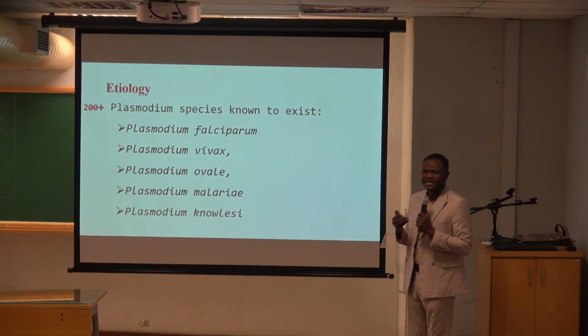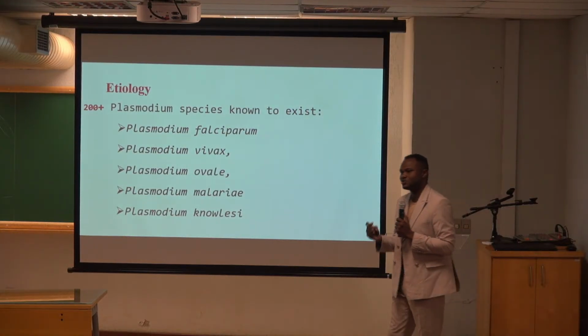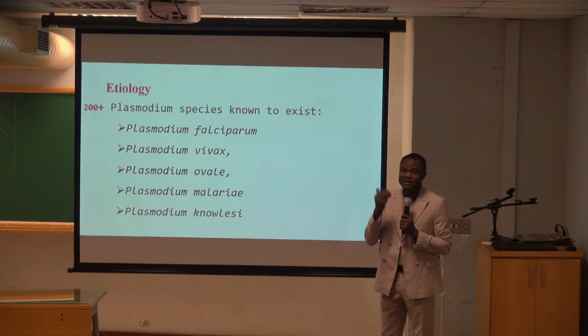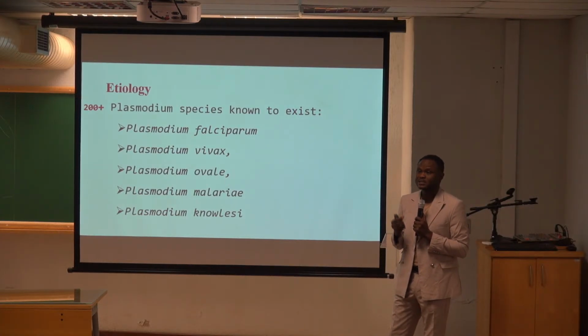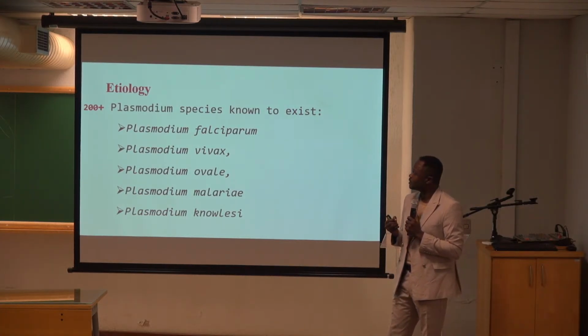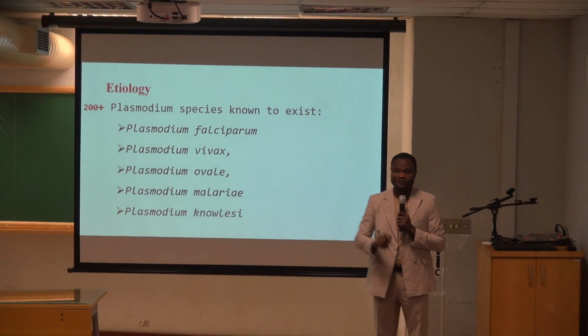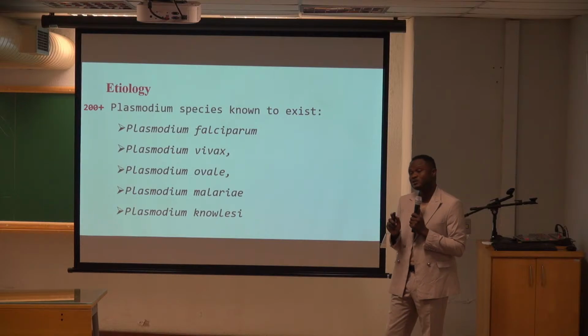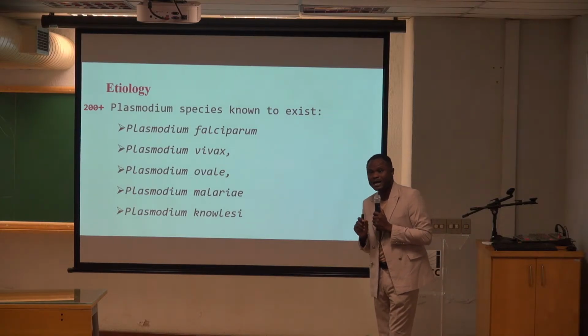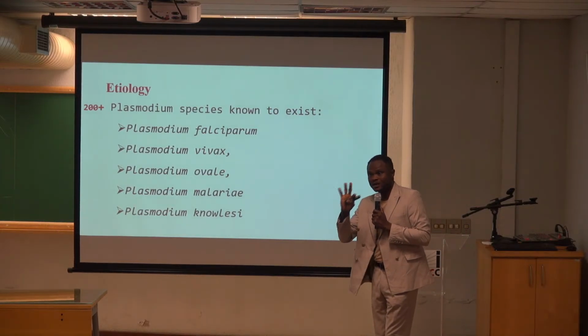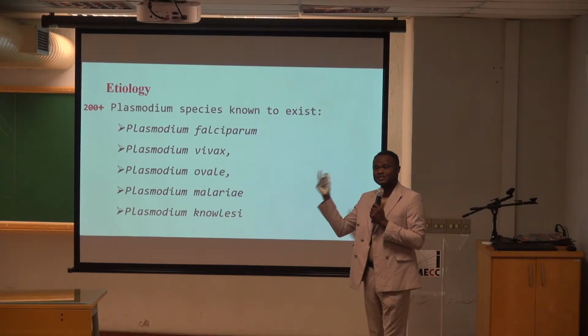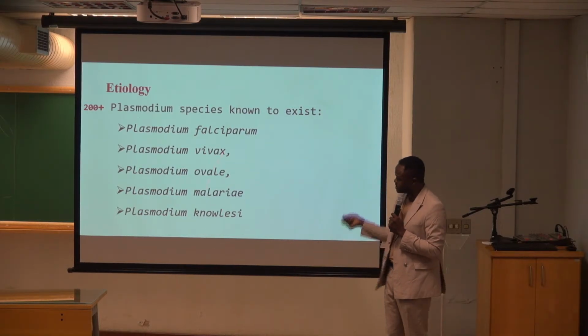So what is the etiology? Research has shown that we have more than 200 parasites, but not all of them can cause malaria. The ones that can cause malaria are just 6. But there's an argument over the 6th one, so that is why I didn't mention it here.